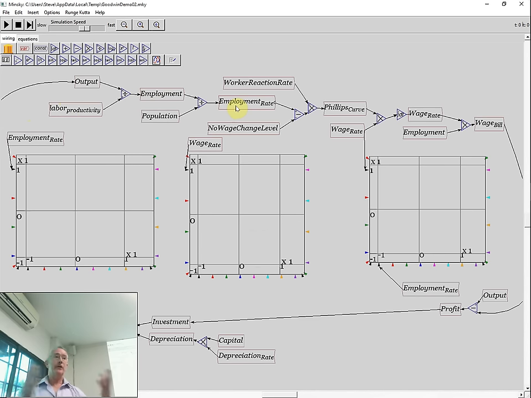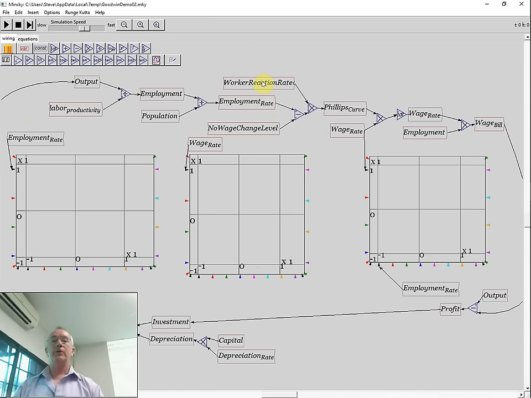Now again, the Phillips curve argument says that there's some level of employment where workers don't demand wage rises. Above that level, they'll ask for wage rises. Below that level, they'll accept wage cuts. That basic idea, I call that the no wage change level. So if I subtract the employment rate from this no wage change level, I get whether the employment rate's bigger or smaller than the level where workers want wage rises. Let's say the no wage change level of employment is 65% of the population has a job. But at 66%, they'll want wage rises. At 64%, they'll accept wage cuts.